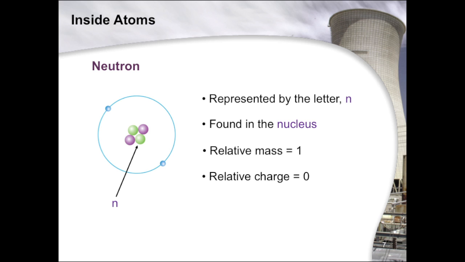The next subatomic particle is the neutron. It is represented by the small letter n. Each neutron is also given a relative mass of 1 and it holds no charge.